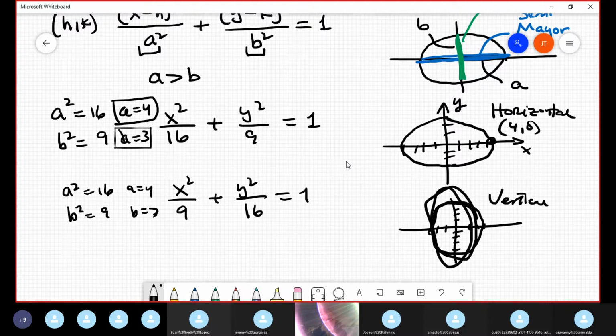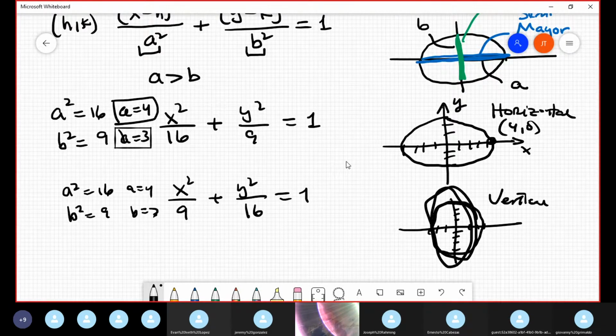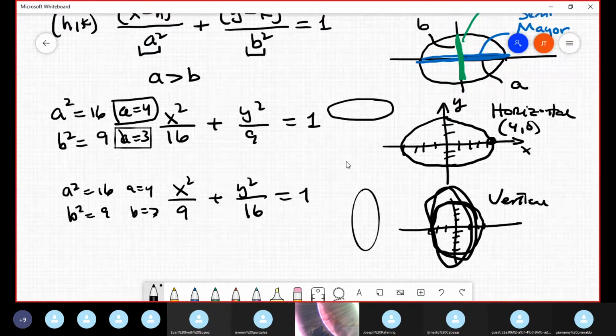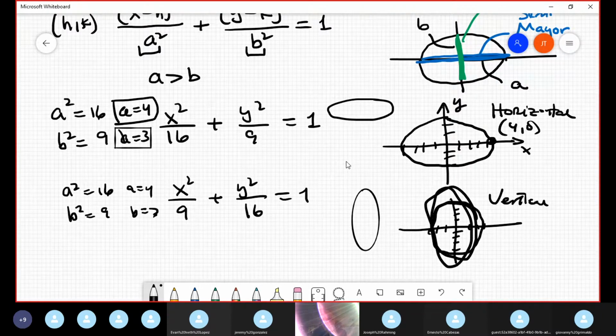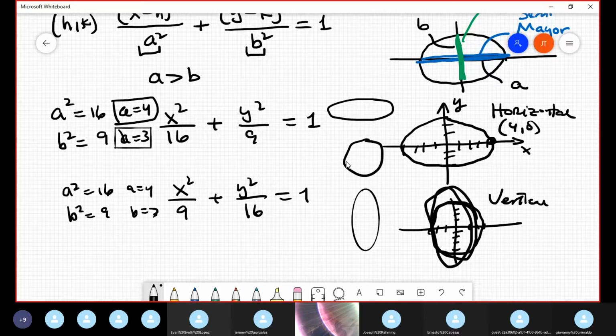Identification: who is A, who is B. A is the bigger, and B is the smaller. And see, when the bigger is associated with the Y, my ellipse looks like that. When the bigger is associated with the X, my ellipse looks like that. And you can see, for example, one particular example of the ellipse is a circle. A circle is also an ellipse, but in this case, A and B are the same.